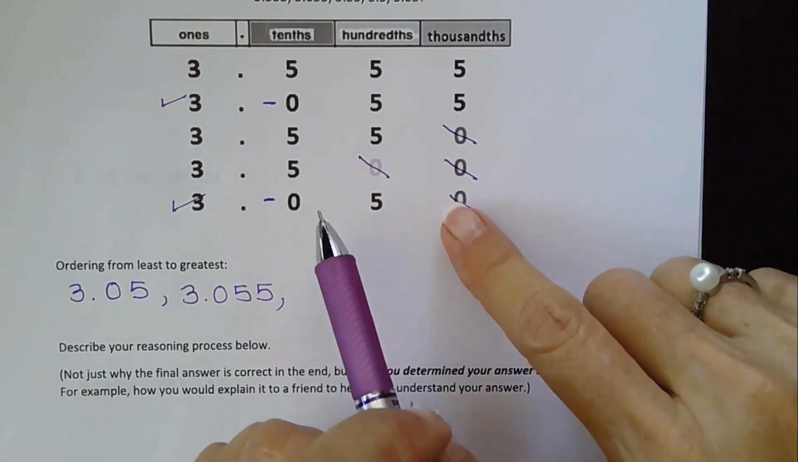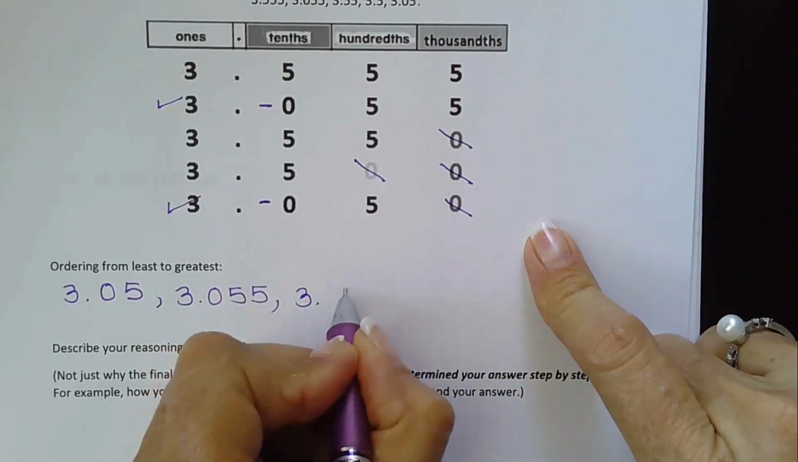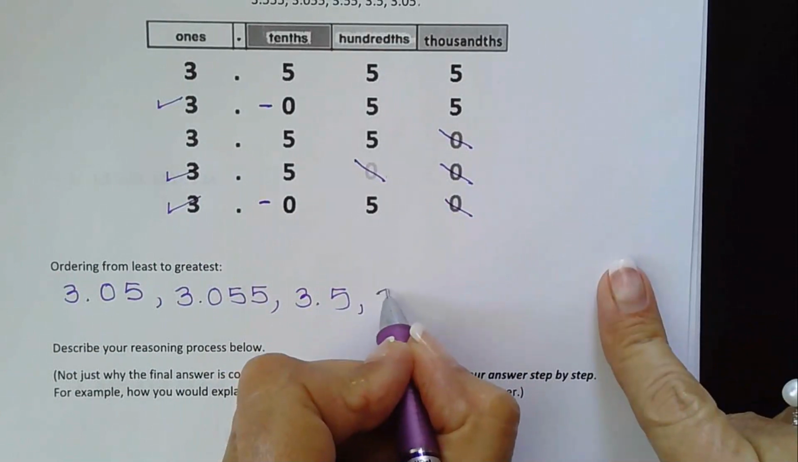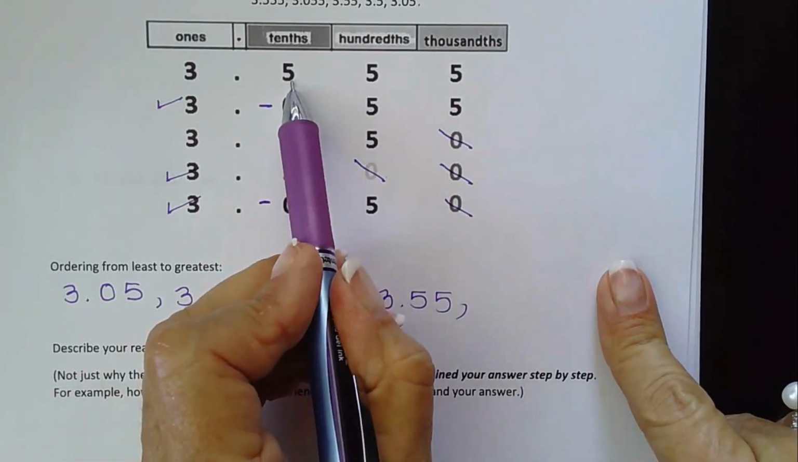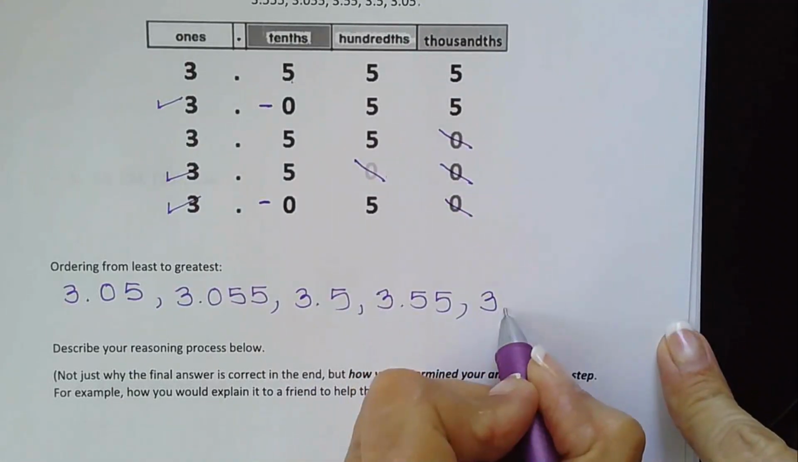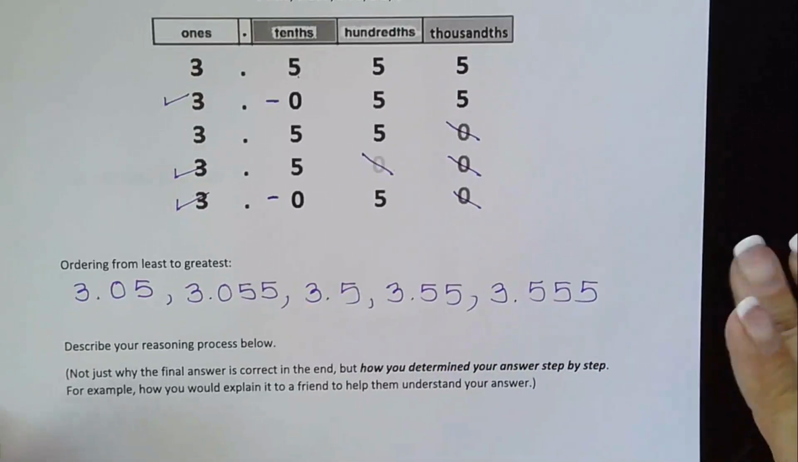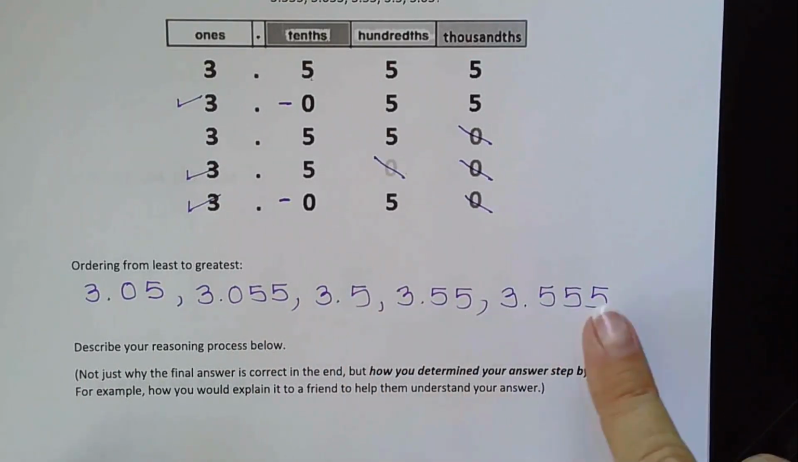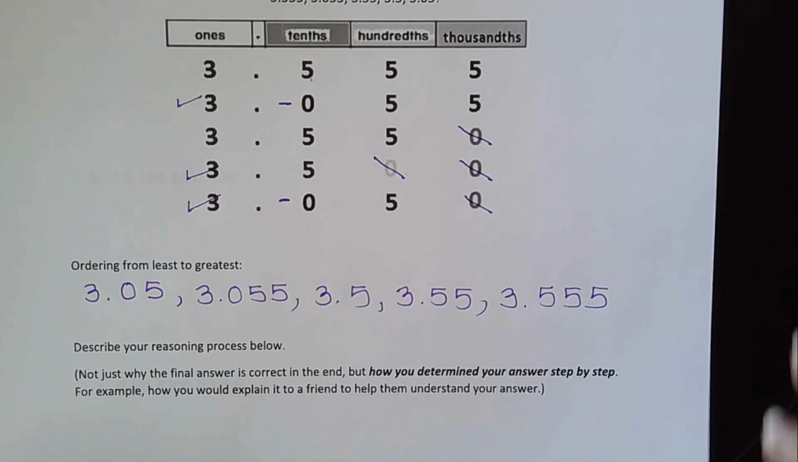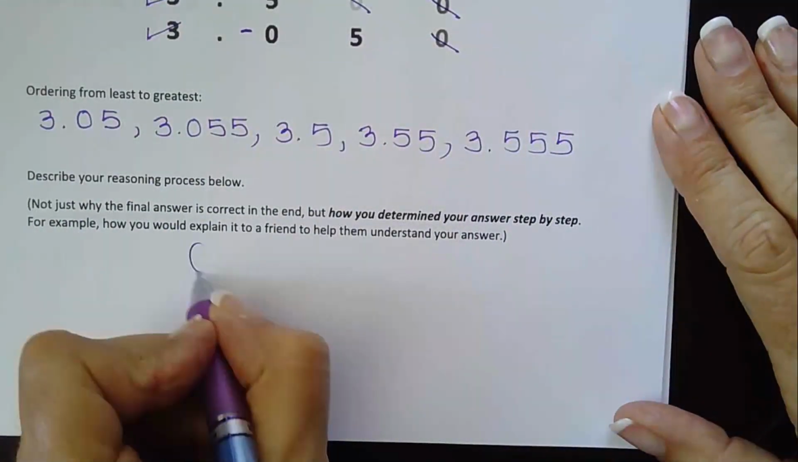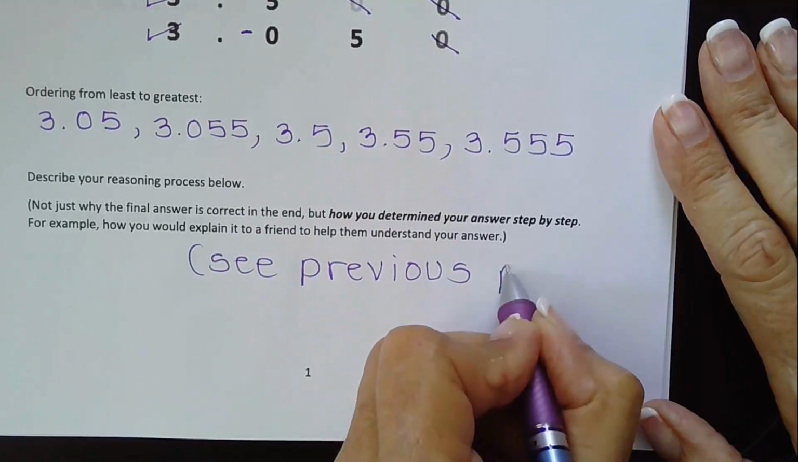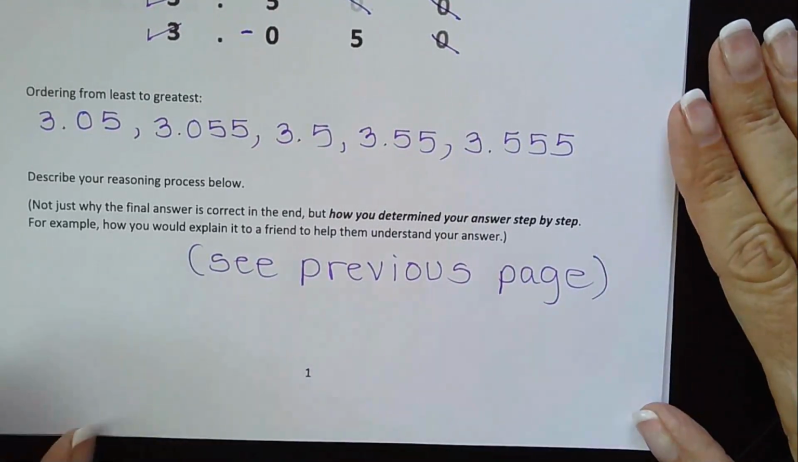Okay, so we said next is 500, so that would really be 3.5. And after 500 is 550, so that'd be 3.55. And then the largest number in the list is 555, so it'd be 3.555. 5's the smallest, 55 is next, 500 was next, 550 next, 555 last. Now we have to explain how you determine the final order. So let's just say see previous page, because we already wrote about how we did this. We made them all the same number of decimal places and then ranked them as whole numbers.